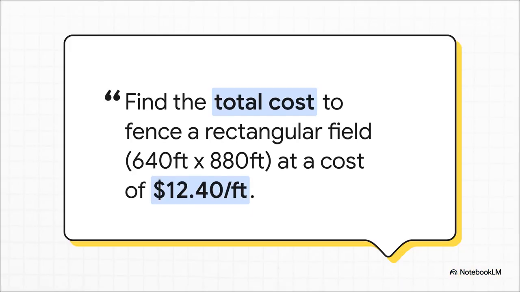Okay, so let's picture this. We've got a rectangular field. We need to put a fence all the way around it. And the big question is, what's the total cost? That phrase right there, total cost, is a huge clue. It tells us we have to figure out two things. First, how much fence do we actually need? And second, once we know that, what's it going to cost?